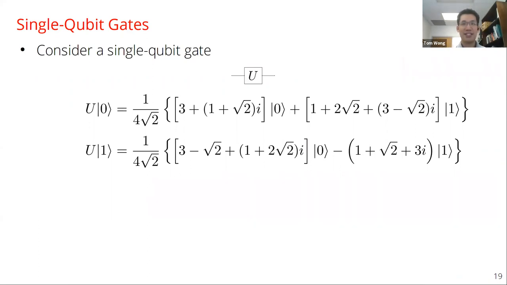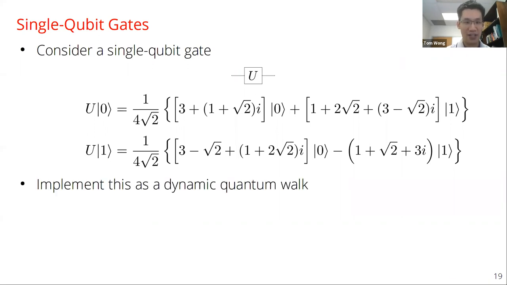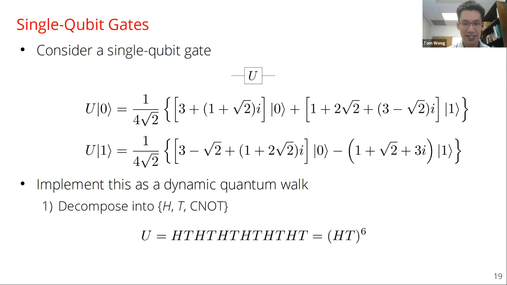All right, back to this. So we're looking at the single qubit gate. That's kind of crazy. Let's look at how we would implement this using prior results. We have to take this unitary and decompose it into our universal gate set, which is H, T, and C-NOT. In this case, since it's a single qubit gate, we only need H and T. We don't need the C-NOT because the C-NOT is a two-qubit gate. If you decompose U, this single qubit gate, into H's and T's, what you get is this: H, T, H, T, H, T, H, T, H, T, H, T, which is HT six times.